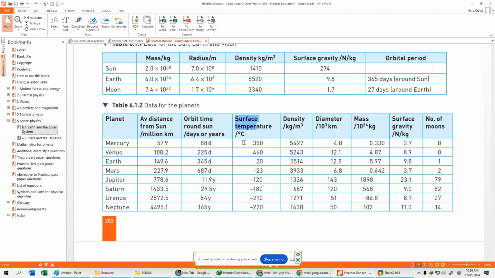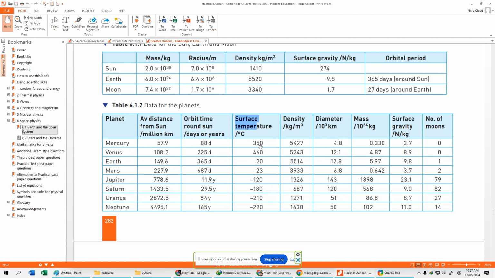Surface temperatures in degrees Celsius are 350, 460, and 20 degrees Celsius. Earth is about 20 degrees Celsius on average, and Mars is minus 23 degrees Celsius. That's the average temperature. Certain locations can be warm, certain locations can be very cold, but the average temperature would be minus 23 for the entire planet. And then Jupiter has this much, Saturn has this much.